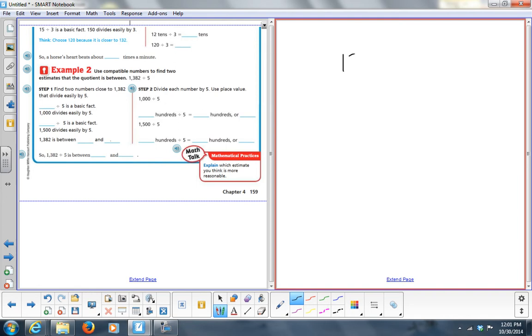So I have 1,382 divided by 5. So I need to find two numbers that are close to 1,382 that can divide easily by 5. Okay, so basic fact is generally going to be the first two numbers, correct? Yes. Okay, so I'm going to go up and I'm going to go down until I find something that's close to 13.